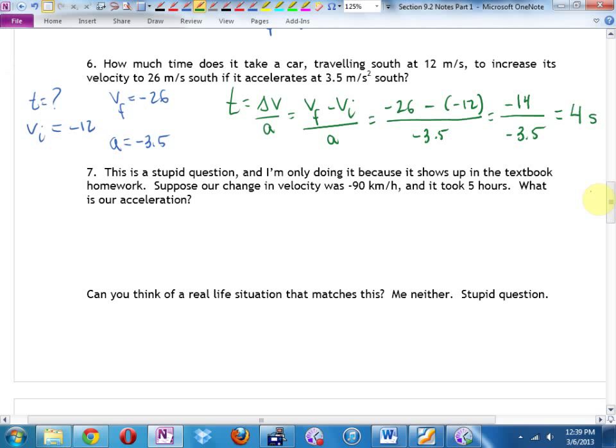This is a stupid question. And I'm only doing it because it shows up in the textbook homework and I have to assume that maybe it might show up on the provincial. Suppose our change in velocity was negative 90 kilometers per hour and it took 5 hours. What is our acceleration? Okay.